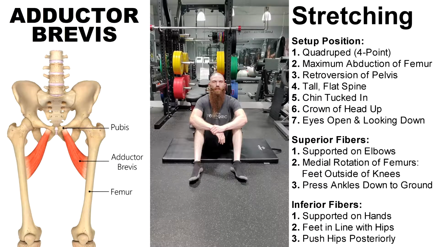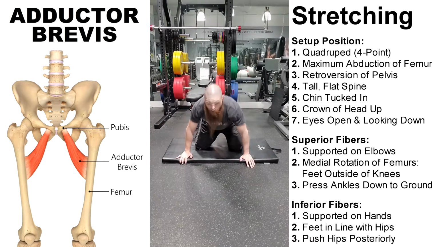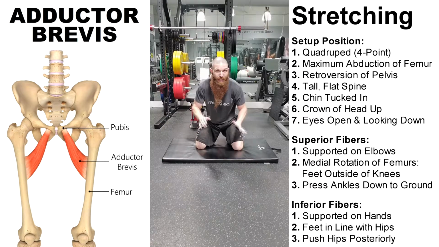Today I'm going to be taking you through some myofascial stretching exercises for the adductor brevis muscle. I'm going to be taking you through 2 different variations, each of which you want to be in a quadruped position. So your 4-point, this first one's going to be for the superior fibers, and what we want to do is you want to get onto your elbows.